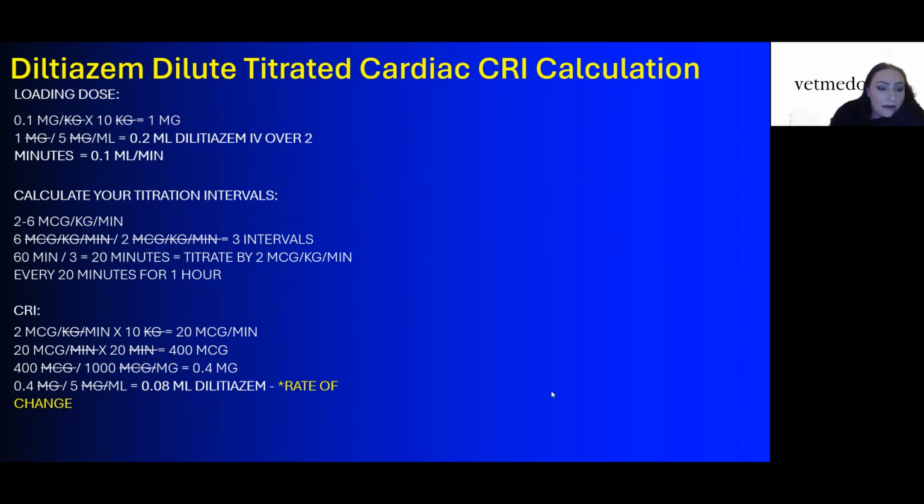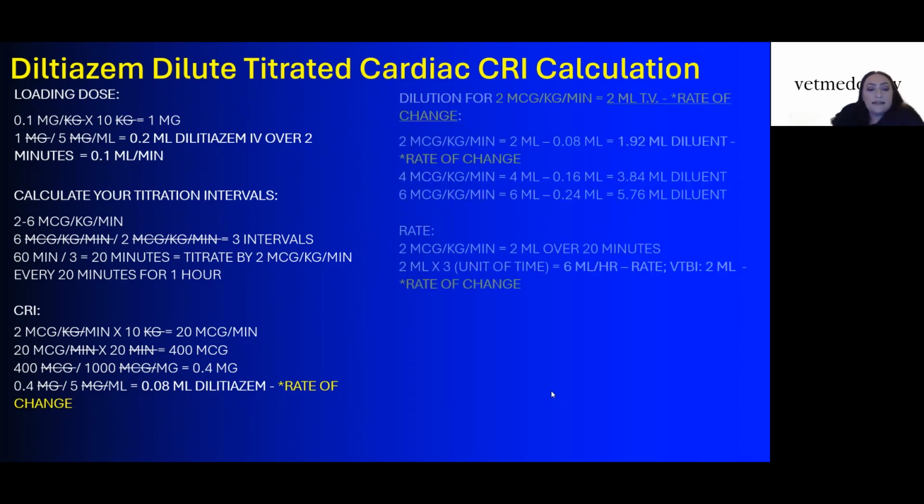And for the CRI, 2 mics per kg per minute times 10 kgs equals 20 mics a minute. 20 mics a minute times 20 minutes equals 400 micrograms. 400 micrograms divided by 1,000 mics per mg equals 0.4 milligrams. 0.4 milligrams divided by 5 mgs per mil equals 0.08 mils diltiazem, and that is a rate of change.